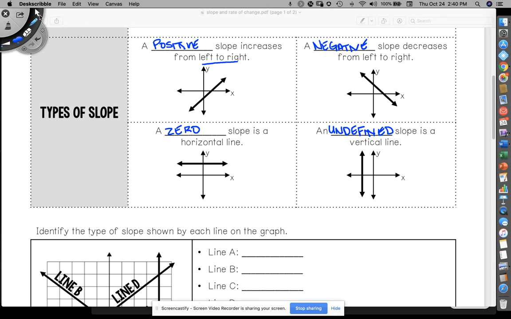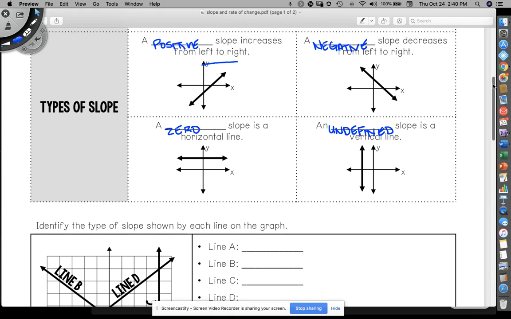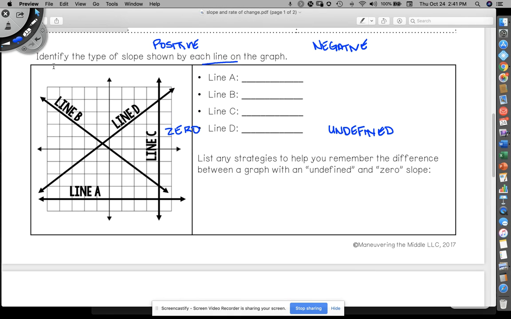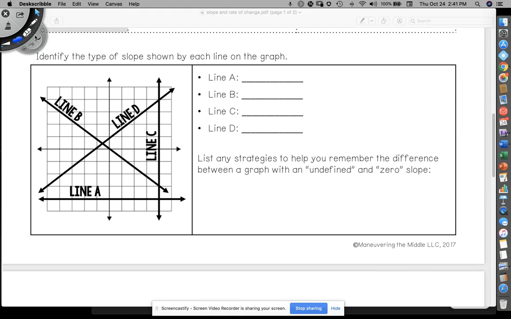Okay, so down here below, we have several lines, and we're going to look at what those lines are. So line A. Line A is going flat. It's a flat line, which means there is zero change.